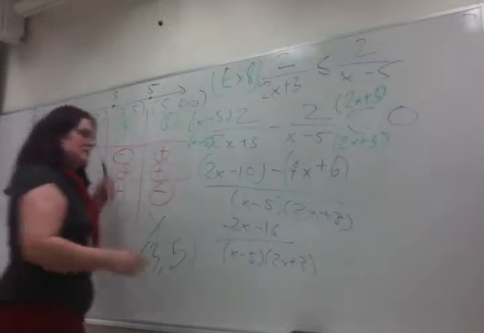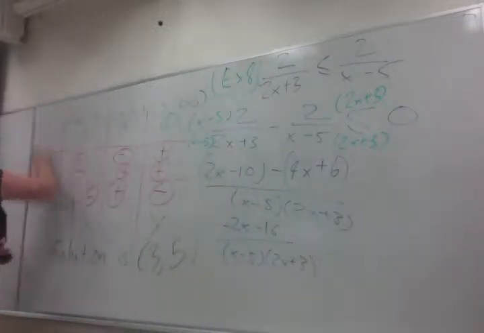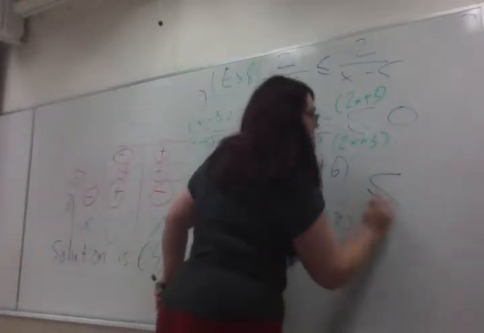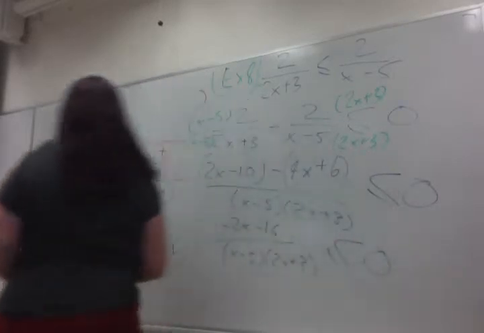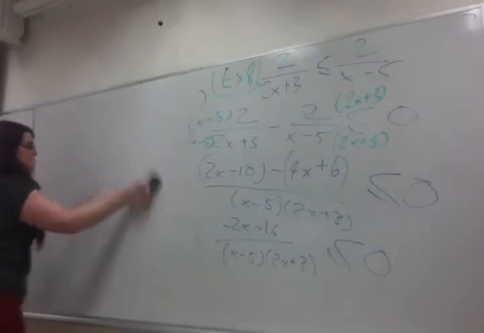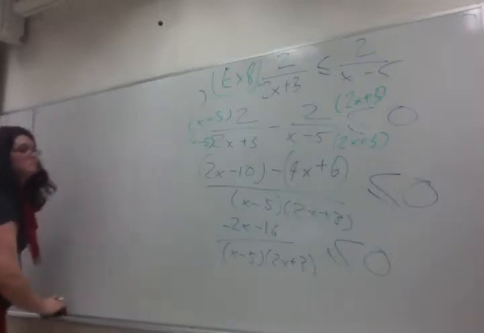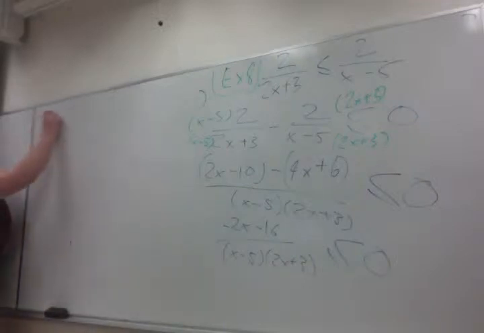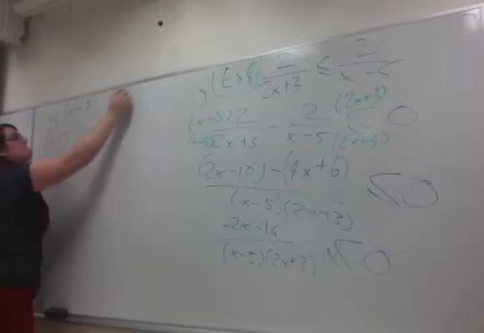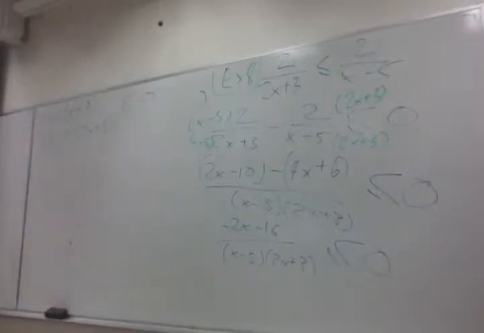I'll do that at the top of this board. There's one last simplifying step we could do. Oh, sorry, I forgot the is less than or equal to 0 here. Is less than or equal to 0. So the last simplifying step, we can factor out a negative 2 out of the top. We're left with an x plus 8. So we have negative 2 times x plus 8 over x minus 5 times 2x plus 3 is less than or equal to 0.